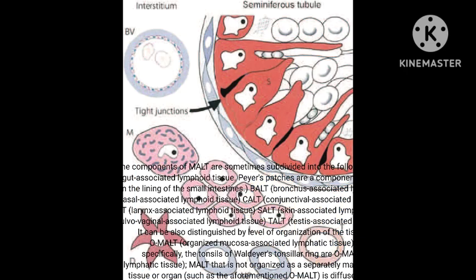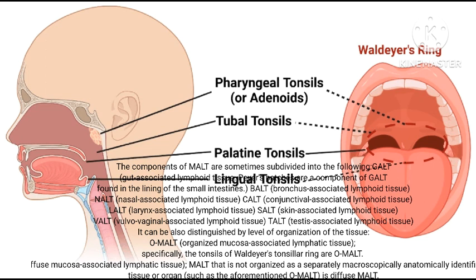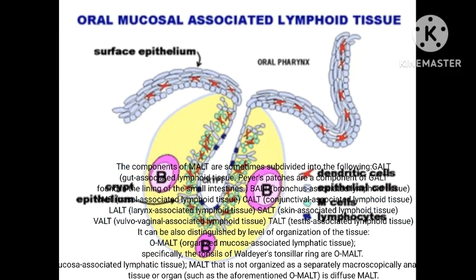It can also be distinguished by level of organization of the tissue. OMALT, organized mucosa-associated lymphatic tissue. Specifically, the tonsils of Waldeyer's tonsillar ring are OMALT. DMALT, diffuse mucosa-associated lymphatic tissue. MALT that is not organized as a separately macroscopically anatomically identifiable mass, tissue or organ, such as the aforementioned OMALT, is diffuse MALT.